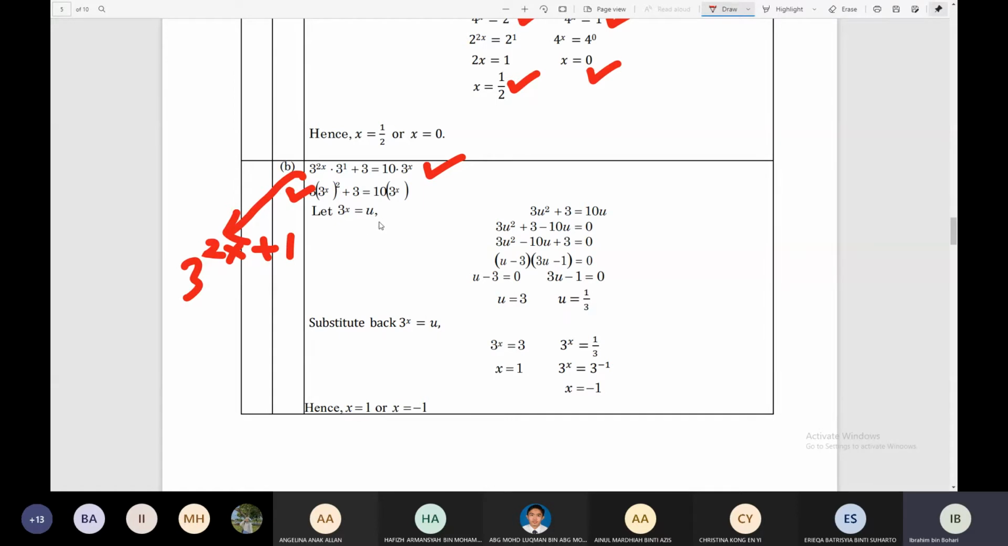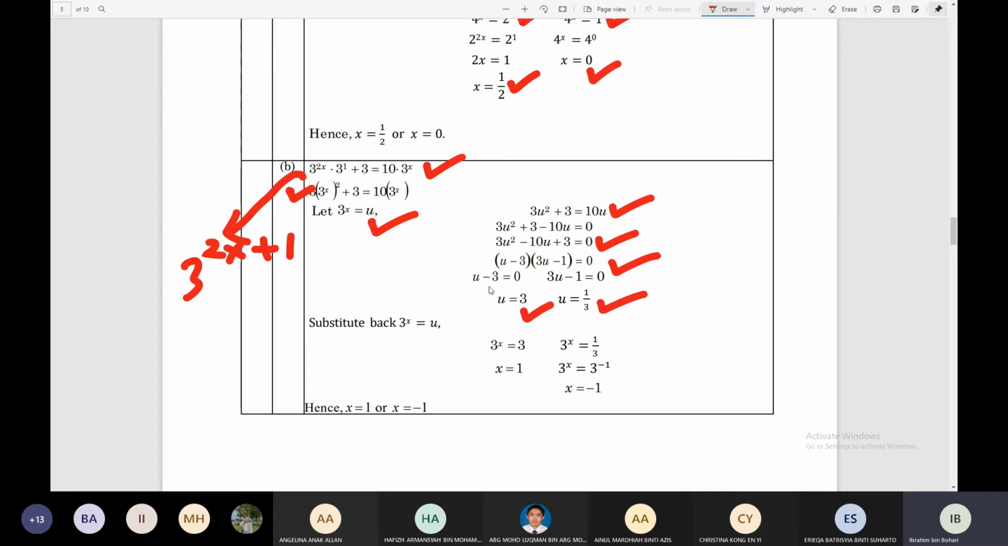So you let u equal 3 to the x power, and write down the equation in terms of u. 3u squared plus 3 equals 10u. 3u squared plus 3 minus 10u equals 0. Factorize the equation. (u minus 3)(3u minus 1), and u equals 3 and u equals 1 over 3.